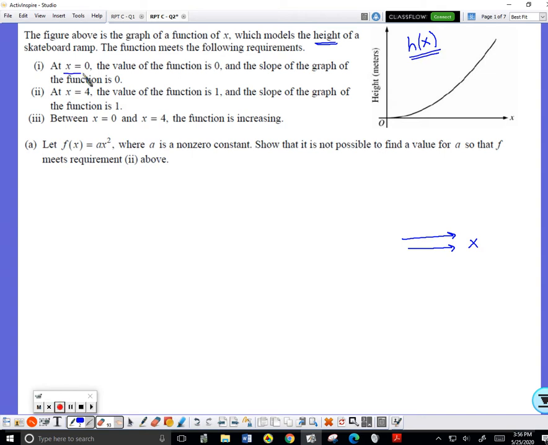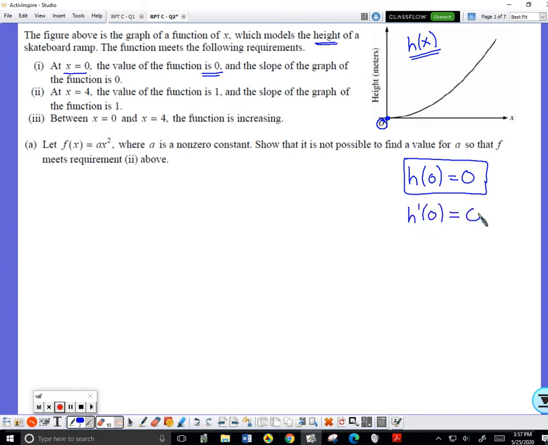At x equals 0, right here, the value of the function is 0. So I'm going to write that down. h of 0 is 0. And the slope of the graph of the function is 0. So h prime of 0 is 0. Again, the key thing is to convert from words to math symbols. It makes the problem a lot easier to solve.